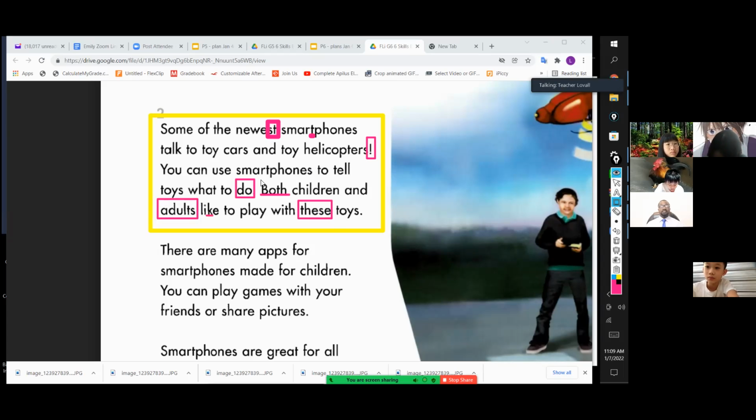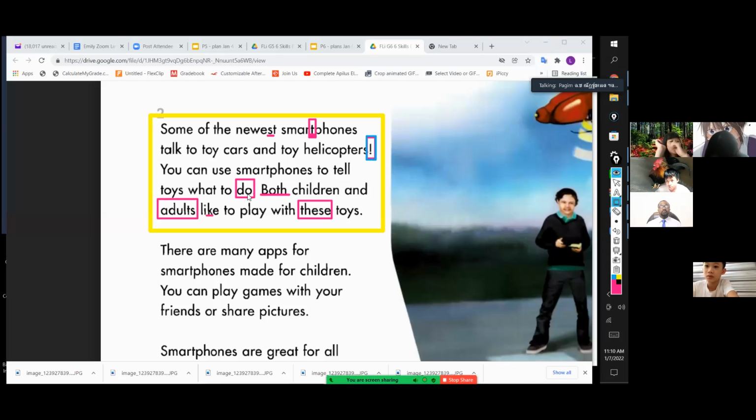Thank you. Okay, so let's say together: newest, newest. Smartphones, smartphones. Smart, smart. Good. Okay.